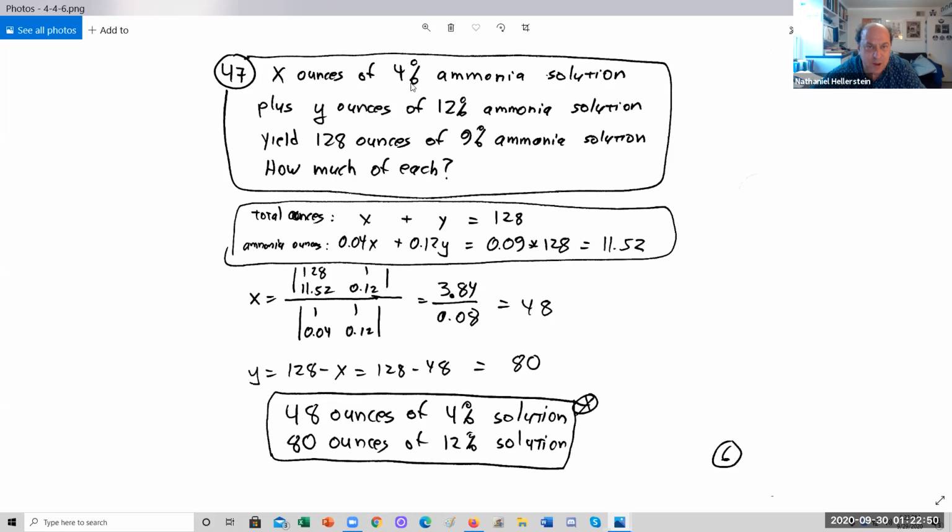Now 4% of X ounces is ammonia, 12% of Y ounces is ammonia, and they add up, 0.04X plus 0.12Y equals 9% of 128. 9% of 128, that's 11.52. X plus Y equals 128, 0.04X plus 0.12Y equals 11.52. That's a 2-by-2 system, and this time I could just use Cramer's rule. So it's a ratio of determinants.